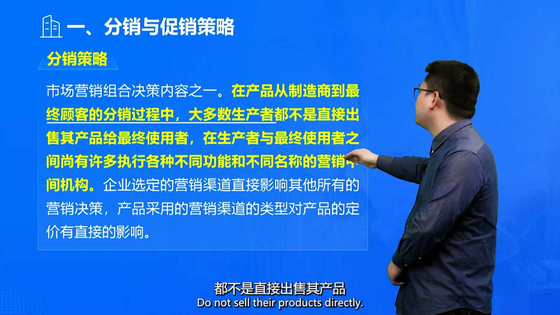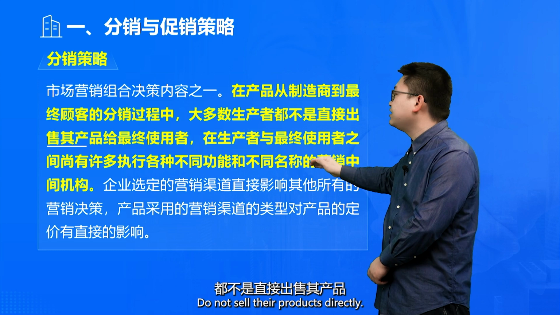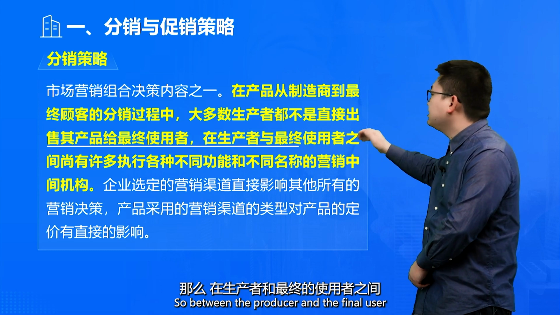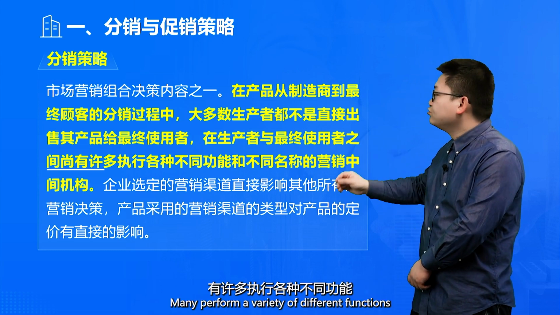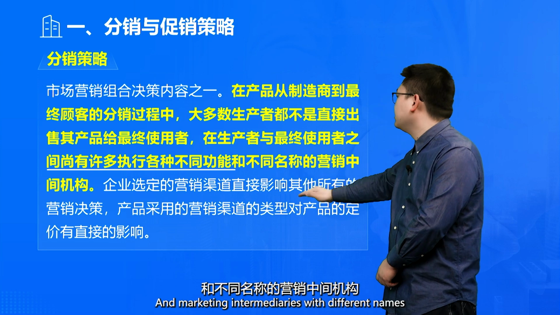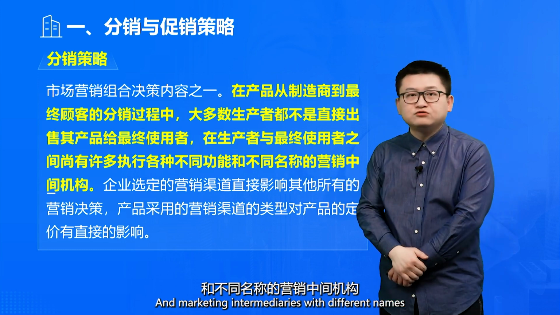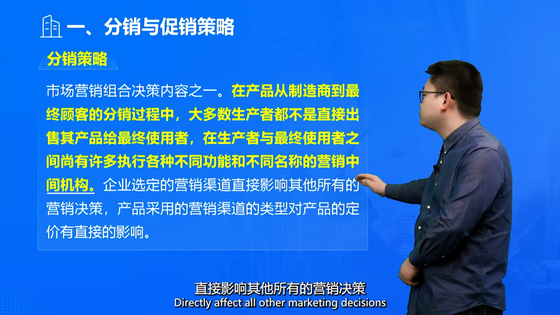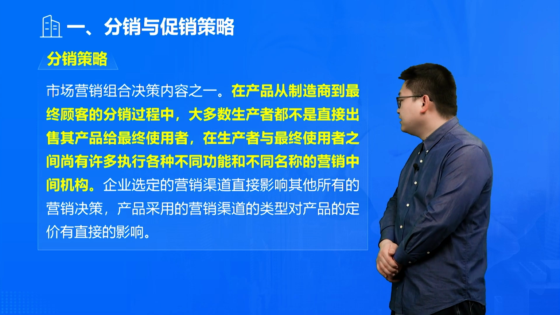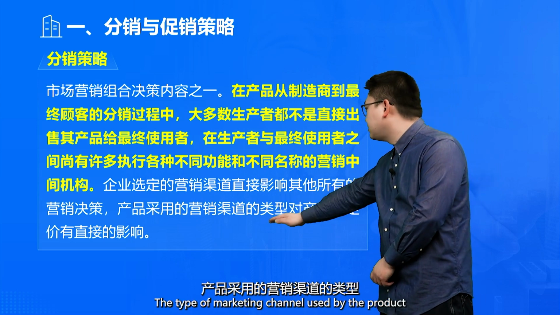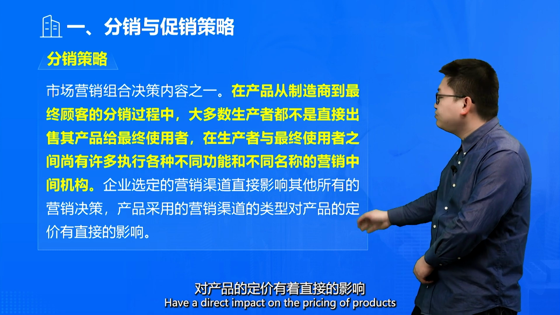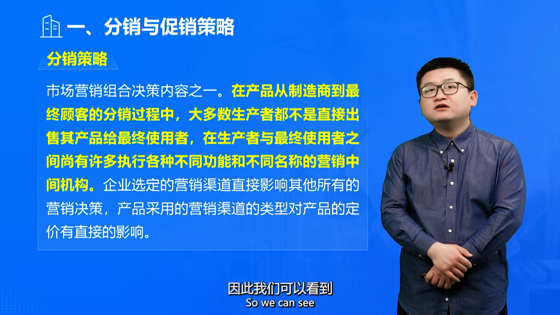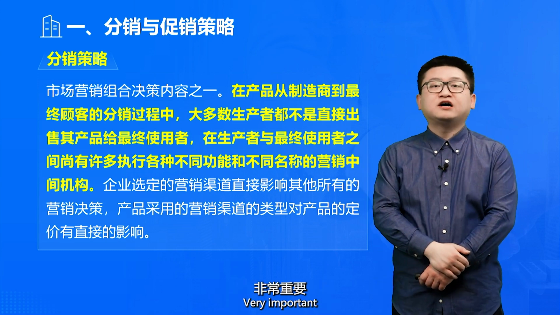Most producers do not sell their products directly to the final user. So between the producer and the final user, there are many marketing intermediaries with different names, performing a variety of different functions. The marketing channel selected by the enterprise directly affects all other marketing decisions. The type of marketing channel used by the product has a direct impact on the pricing of products. So we can see this distribution strategy is very important.